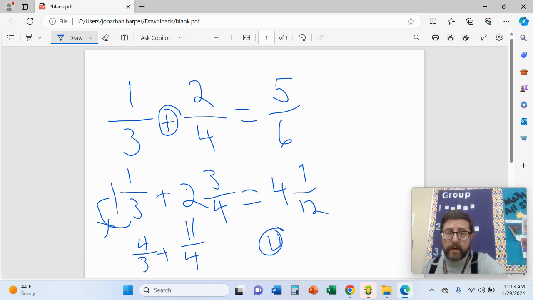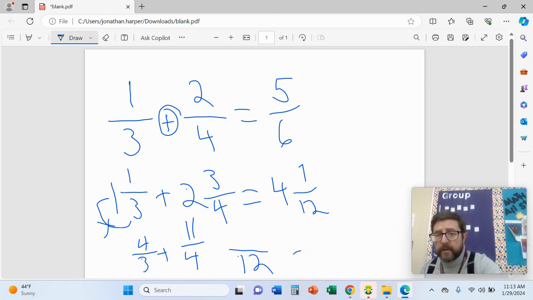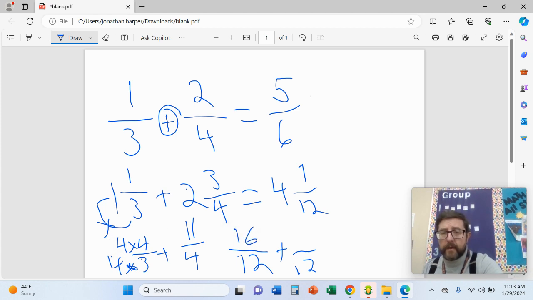Now we have to change those into common denominators. So 12, both numbers will go into 12. So I'm going to erase this right here. We're going to put a 12 plus a 12 over here. Now, to get this 3 right here to go to 12, we times it by 4. So we got to times the top by 4. So 4 times 4 is 16. Now, this 4 we had to times by 3. So we have to times the 11 by 3. And 11 times 3 is 33.